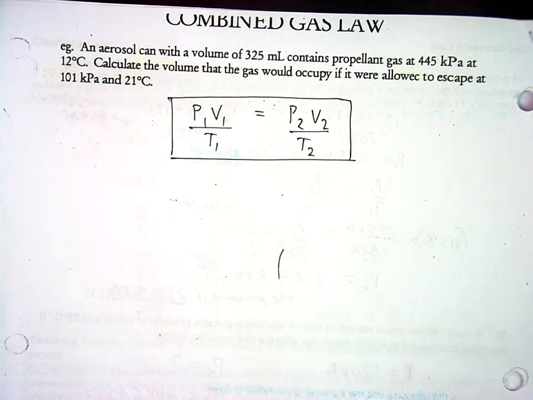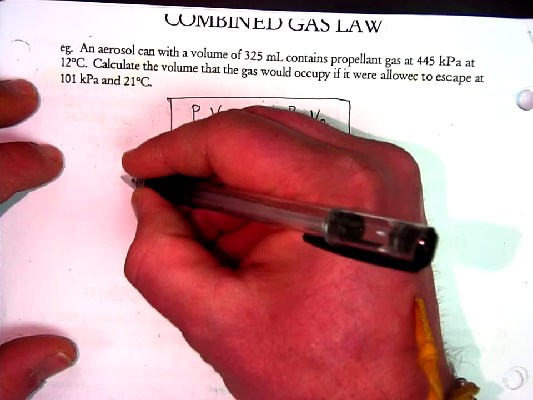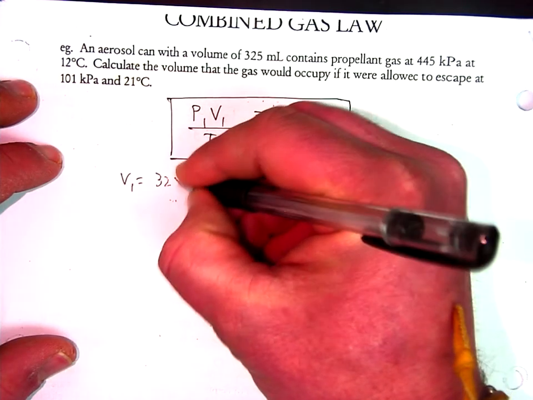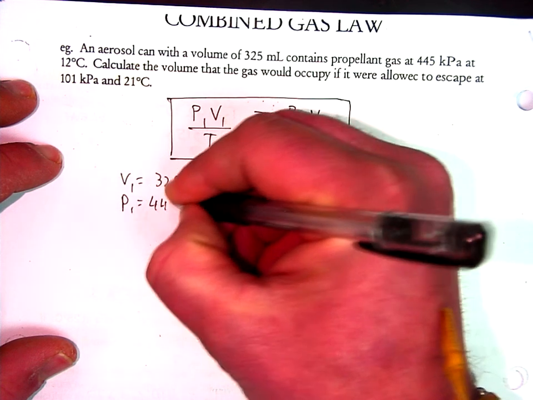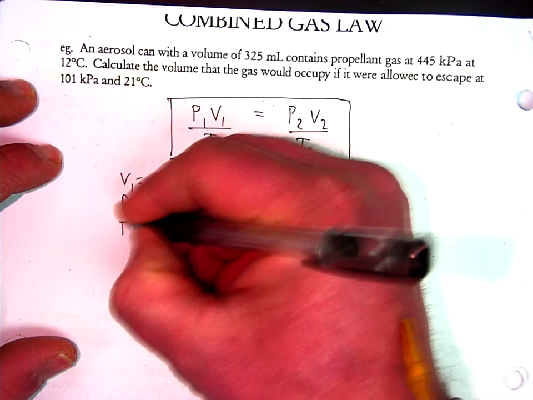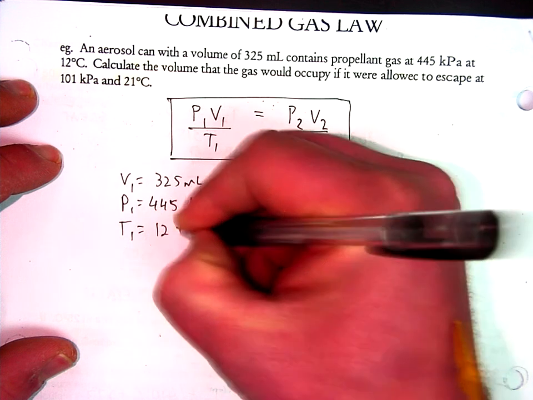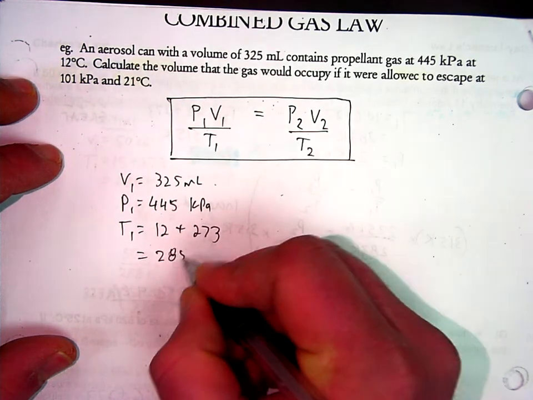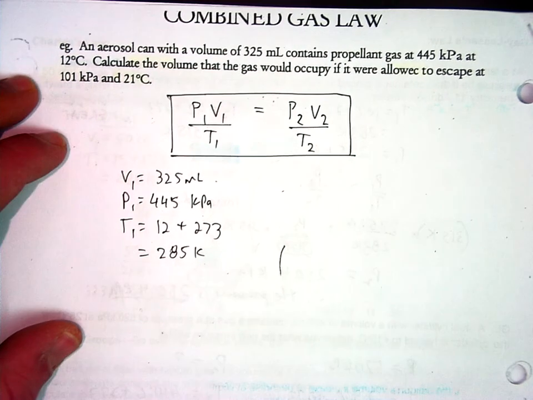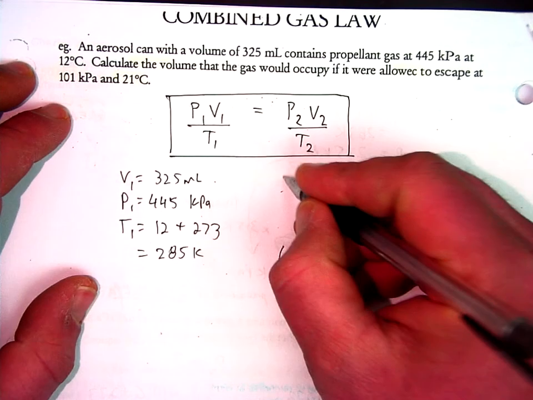An aerosol can with a volume of 325 milliliters contains propellant at 445 kilopascals at 20 degrees Celsius. Okay? So let's write all this stuff in. Volume 325. The pressure 445 kilopascals. Temperature 20, and I'm changing it right away. So that's going to be 293 Kelvin. Okay, calculate the new volume. So that's what we're doing.